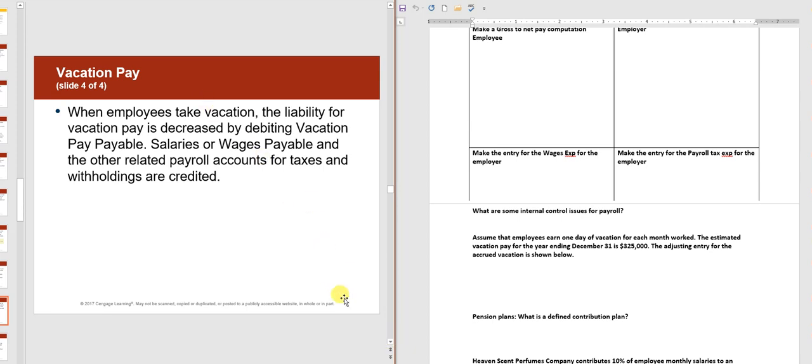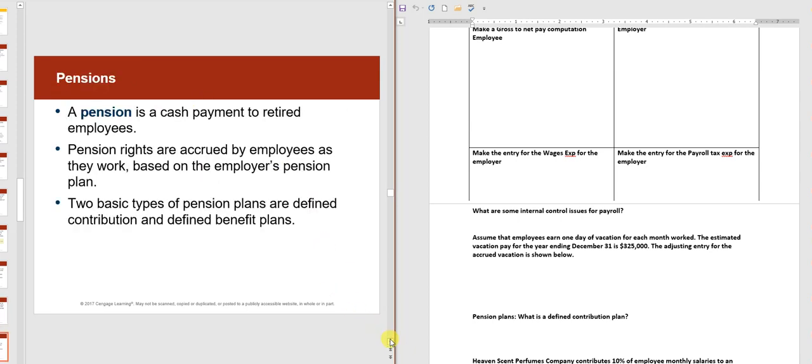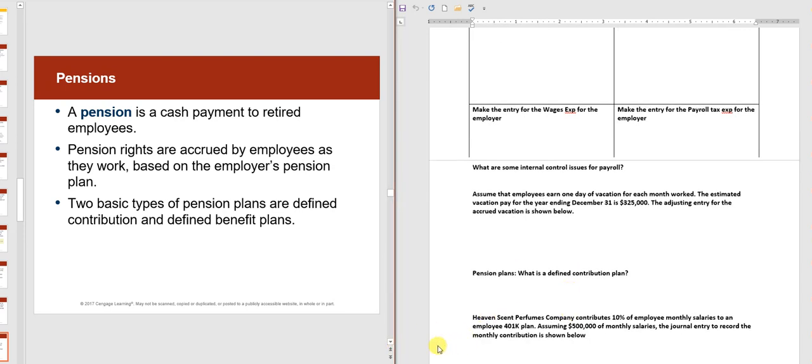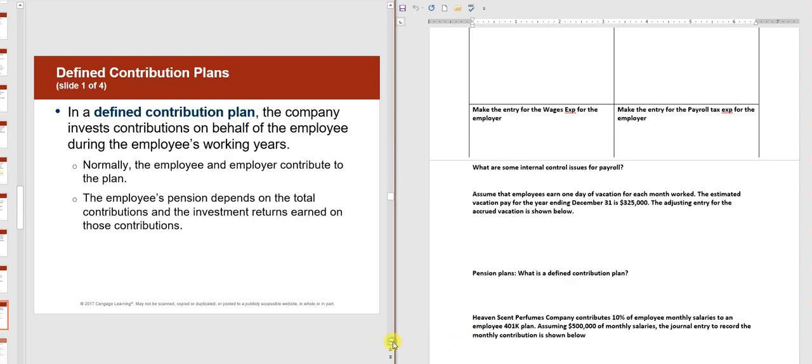And credit salaries and wages payable, I'm sorry. Okay, a pension plan or retirement plan. There are two types of pension plans. A defined contribution plan. In the defined contribution plan, the contribution is defined. So you can pause it and read through this, but basically what we put in is defined.